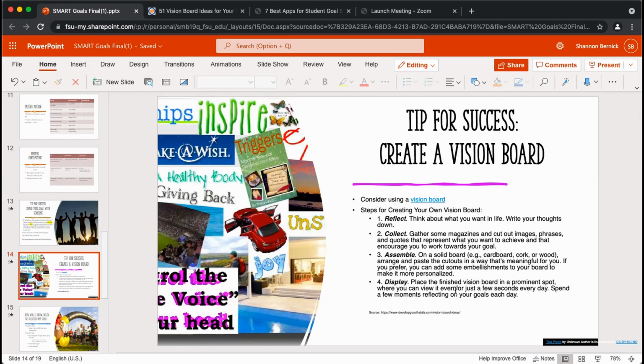And then you're going to want to display the finished board in a prominent spot, somewhere where you can see it, even if it's just for a few seconds each day. And you can spend some time reflecting on your goals. It's also great to come back to your vision board if you're feeling discouraged or if you encounter a setback, because it can provide motivation by reminding you of why you set this goal in the first place.